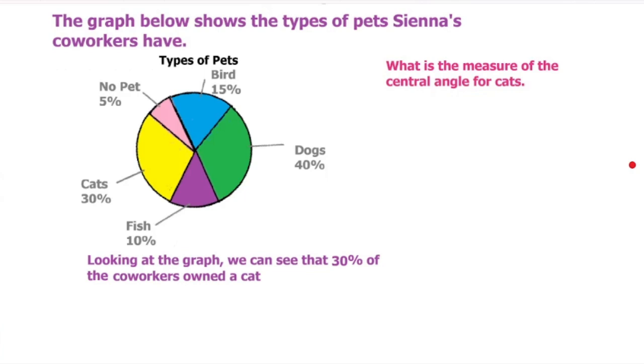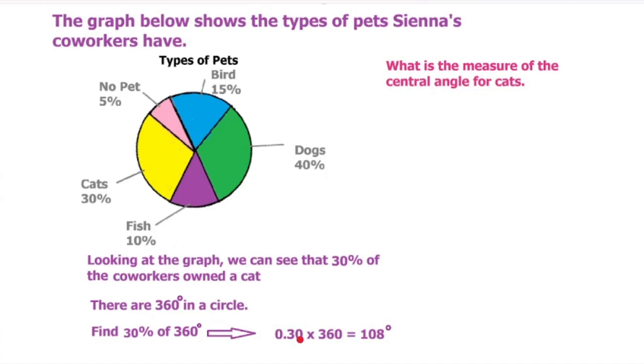So now all we need to do is understand that there are 360 degrees in a circle, okay? 360 degrees in a circle. So we need to find 30% of 360 degrees. Of always means multiply. So when you're trying to find 30% of 360, you just multiply.